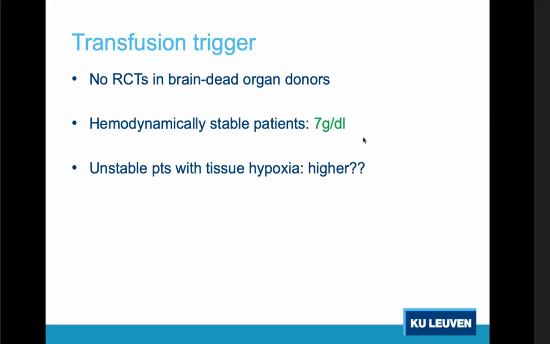The transfusion trigger is unclear in brain-dead organ donors since there are no RCTs in the specific patient population. Probably the threshold of 7 grams per deciliter can be maintained in hemodynamically stable patients, although the trigger could be higher in unstable patients with tissue hypoxia.